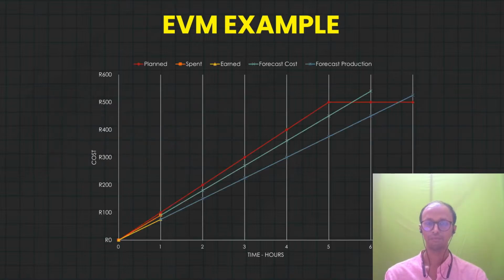So this is the graph. If I put down the graph, the various forecast cost and forecast production, all these things, we can know our performance with respect to my plan, how much is based on the actual and how much is based on the forecast. And then the earned value projections.